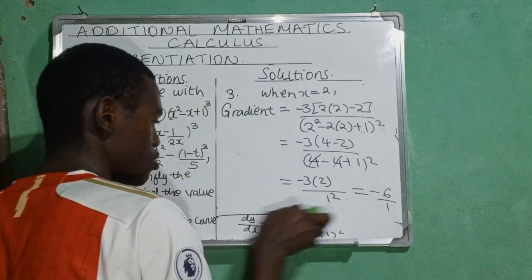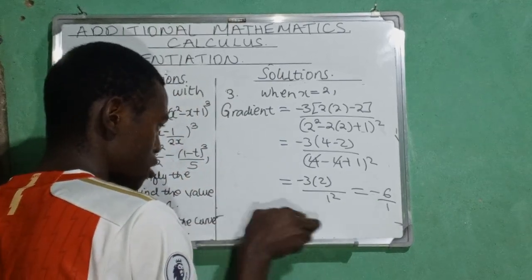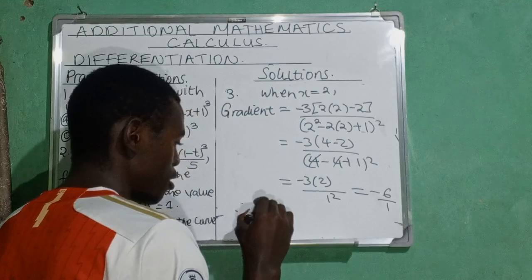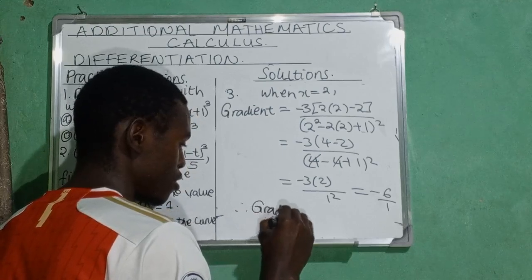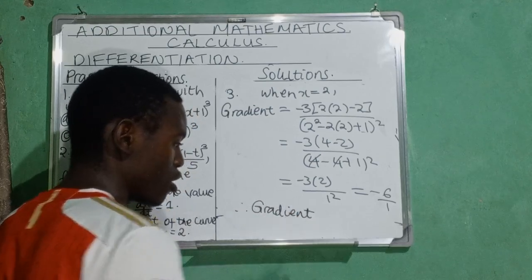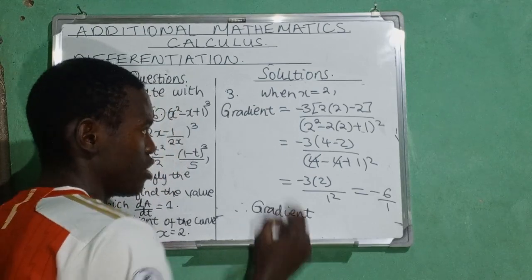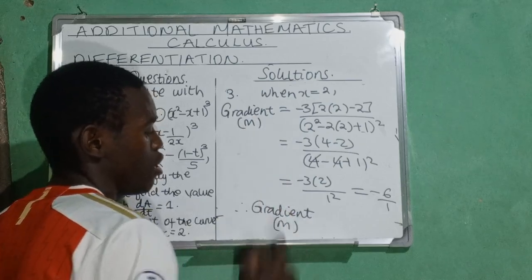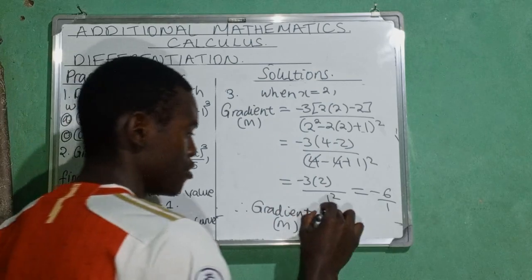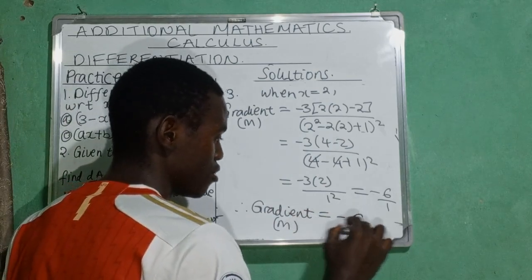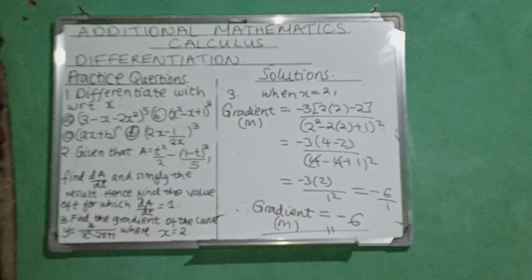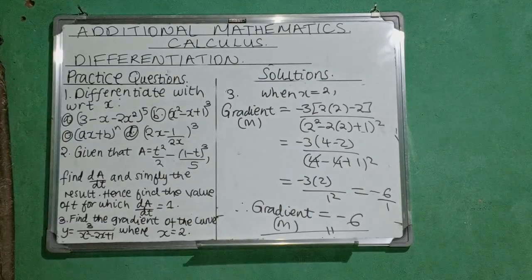To conclude, therefore, the gradient, you can also substitute the word gradient for the letter m. So gradient is equal to negative 6. Your final answer for the gradient on the curve is negative 6.